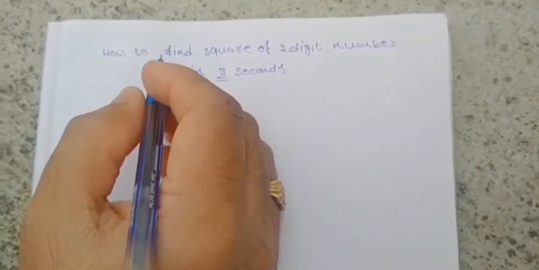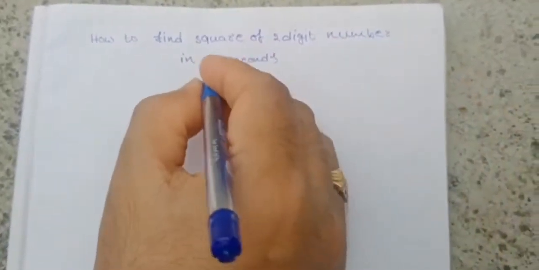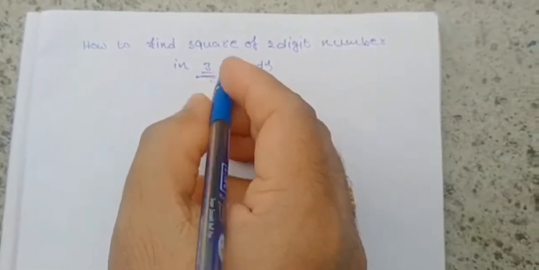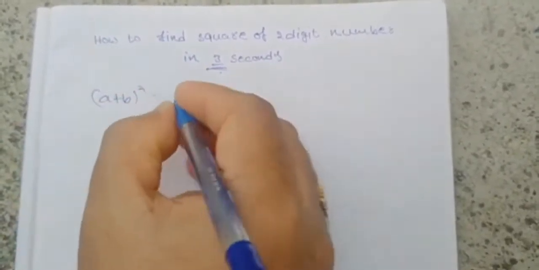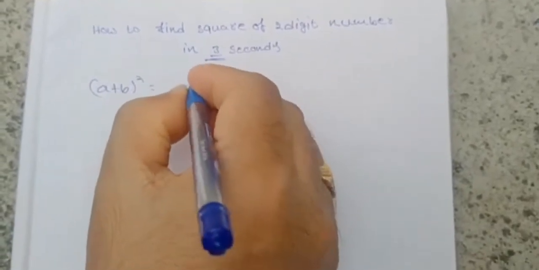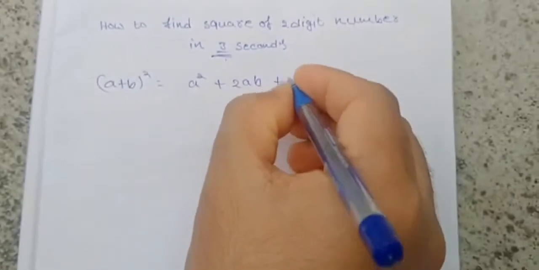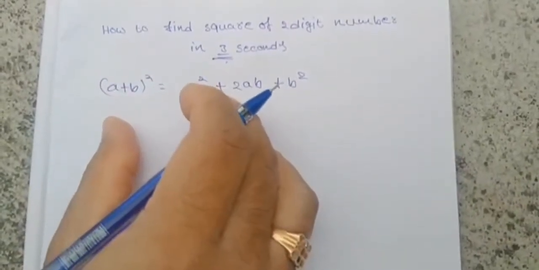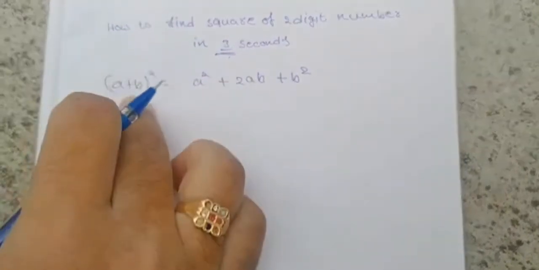Friends, today's topic is how to find the square of a two-digit number within 3 seconds. We are using a simple formula, that is (a plus b) whole square. The expansion form of (a plus b) whole square is a square plus 2ab plus b square. So I will show you how we can calculate the square of a two-digit number using this formula.